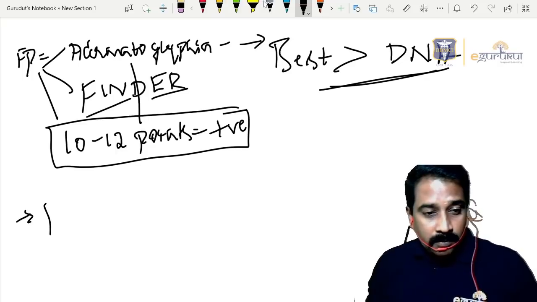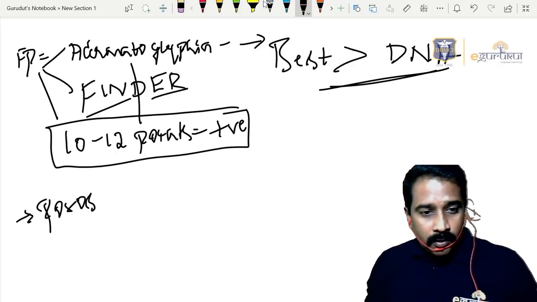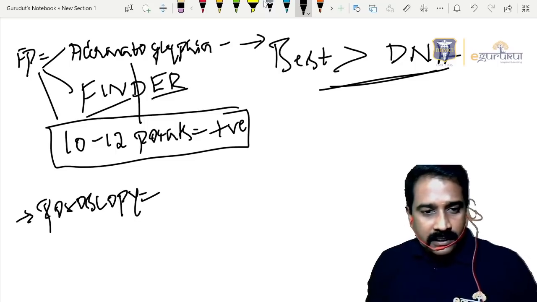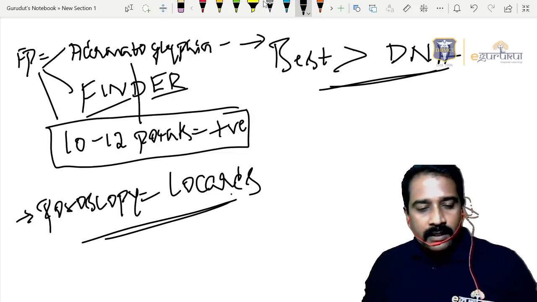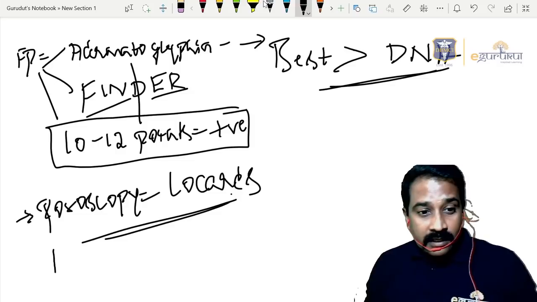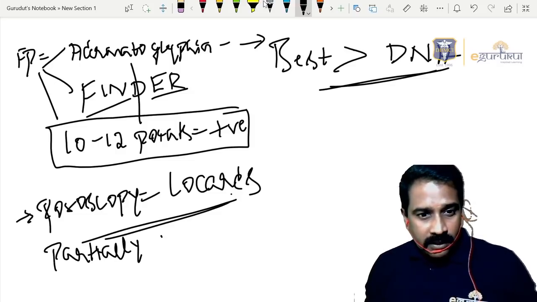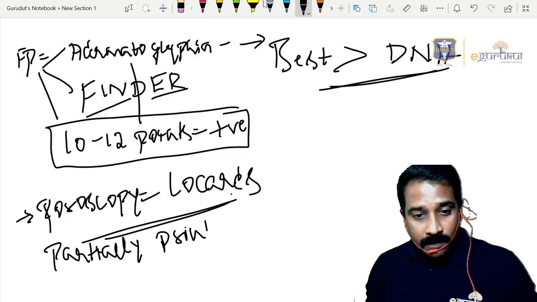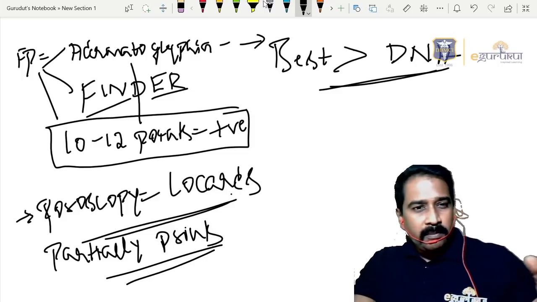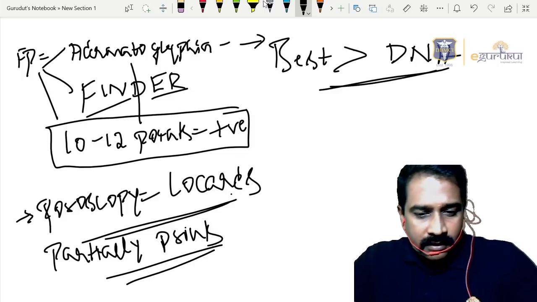And lastly, poroscopy. Poroscopy is also referred to as Locard's method of identification. Poroscopy is very important when there are partial prints. Okay, so those are some of the important points one should know regarding fingerprints.